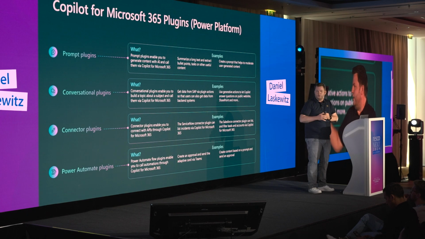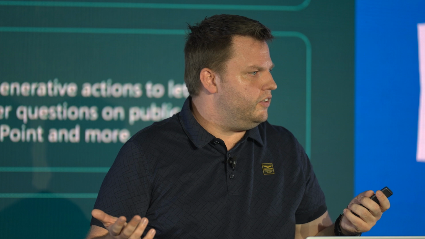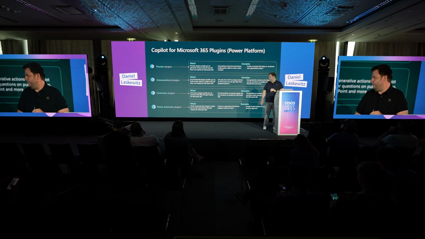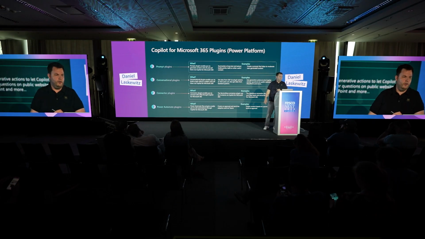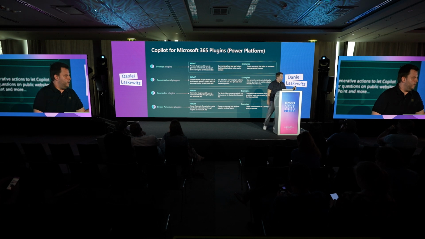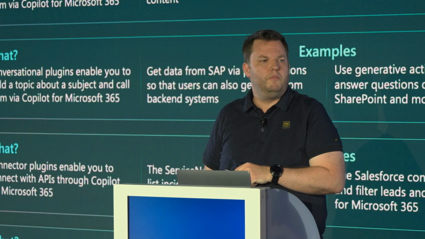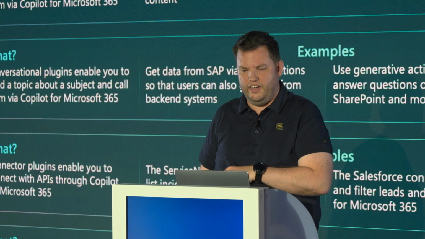We have conversational plugins, which are more like a topic inside of Copilot Studio, and you can call all kinds of backend services from that. We have the connector plugins. That's the one where you extend those 1,300-plus connectors, and you can enable them as an AI action inside of Copilot for Microsoft 365 as well. And last but not least, we have Power Automate plugins, which is basically a Power Automate flow that you can trigger from Copilot for Microsoft 365.